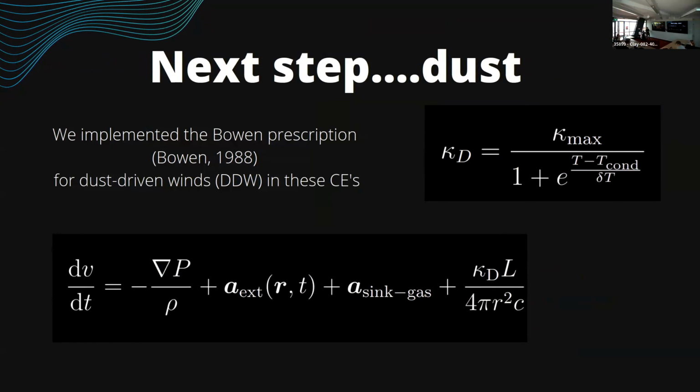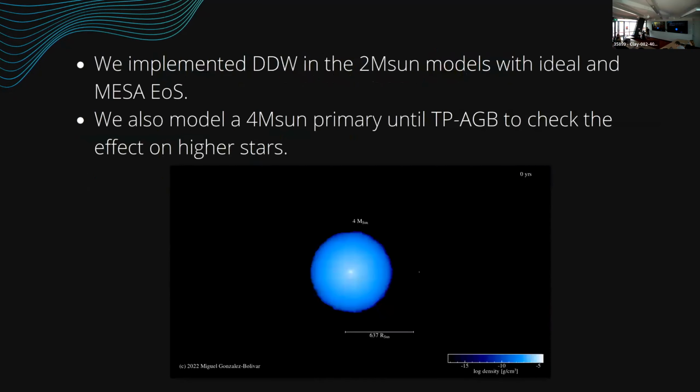And for this, the second part of my project has been working on using the Bowen prescription, which is a fairly simple first approximation for assuming the dust formation and the influence in the dust-driven winds, in which you basically apply a kappa that is a function of temperature, that equation, and you take that kappa and add this last term for the dust-driven wind, right? So this allows you to have an extra term that will pretty much push forward the gas when you have a high enough kappa, right?